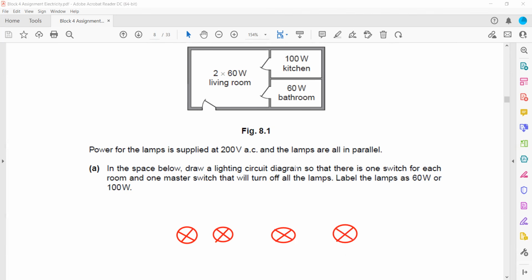So how to draw a common switch? And there's a supply here. I can connect an AC supply. So this is the symbol for an AC supply. Now there's a common switch for these two lamps in the living room. So these two lamps in the living room must have a common switch. So we make a common switch.